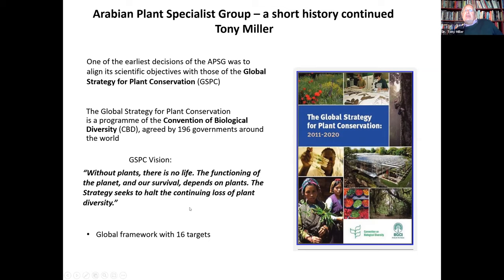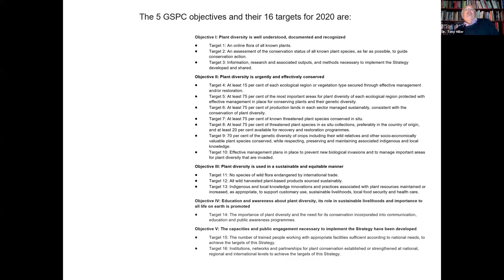The global framework itself has 16 targets, and this current strategy ends in 2020, so this year. So it's an ideal moment to take stock of the progress that's been made regionally against these targets, and then identify gaps and priorities as a guide to develop action plans for the new Arabian Plant Specialist Group. So, as I mentioned, there are 16 targets for the Global Strategy arranged in 5 objectives.